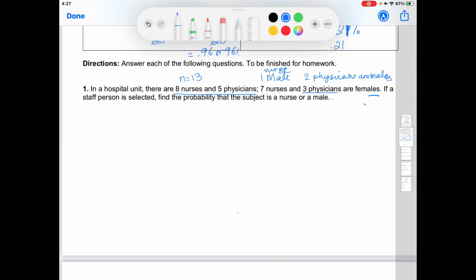If a staff person is selected at random, find the probability that the subject is a nurse or a male. So these are your 2 events. So probability of nurse union male would be probability of nurse plus probability of male, minus probability of nurse and male. So what's the probability of nurse? How many nurses are there? 8 out of how many total, out of the sample space? 8 out of 13. How many males are there working all together? We have 1 nurse male and 2 physician males, so 3 out of 13.